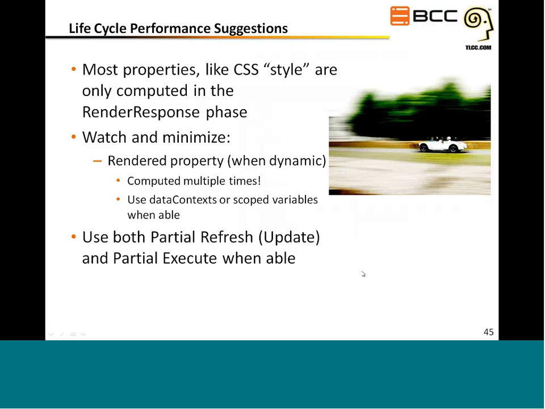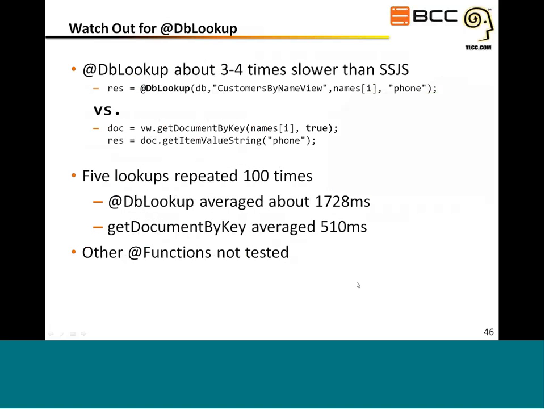All right, before I turn over to Ulrich, one thing I discovered in trying to figure out how quick the @ functions are: I looked at @DbLookup. I set up 5 lookups, and then I looped those 5 lookups 100 times, so we're doing 500 lookups. One way I did the @DbLookup, the other way I used getDocumentByKey. The results were really amazing. The @DbLookup was 3 to 4 times slower.